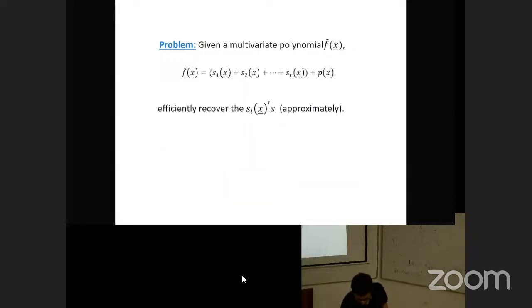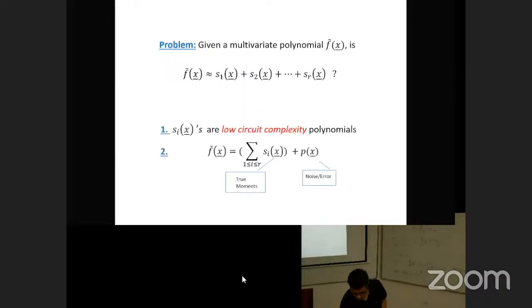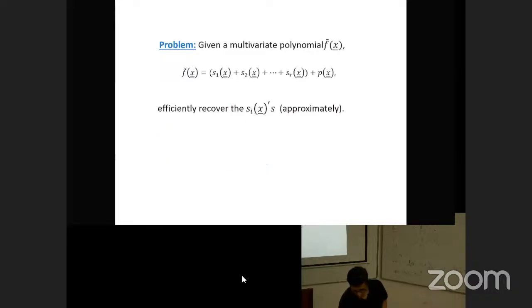And we want to do it robustly. When there is noise, that means the polynomial that I have is only approximately equal to the true polynomial, or another way to put it is that the polynomial that I have is a true moment polynomial plus a perturbation.